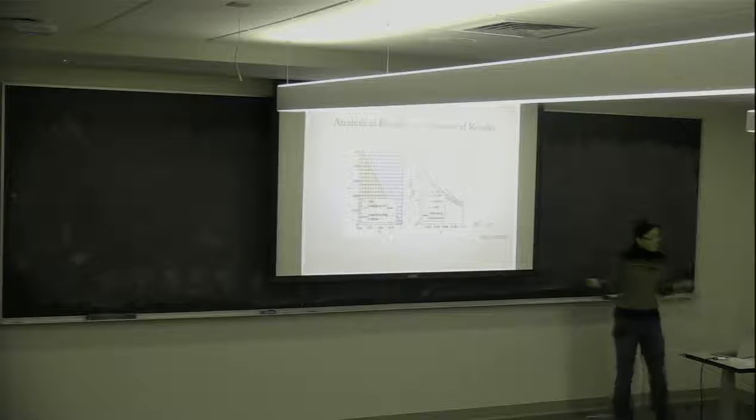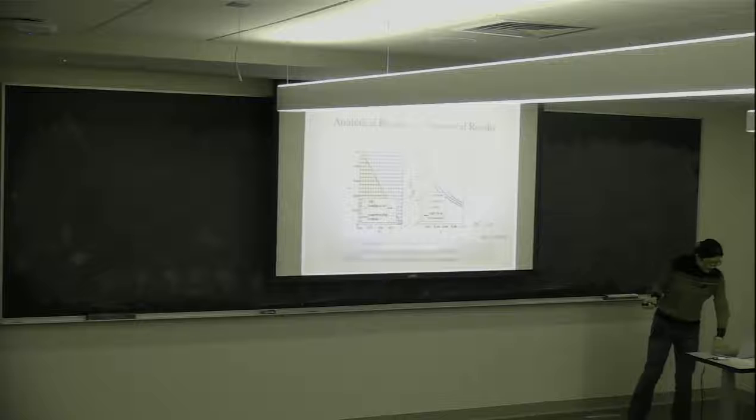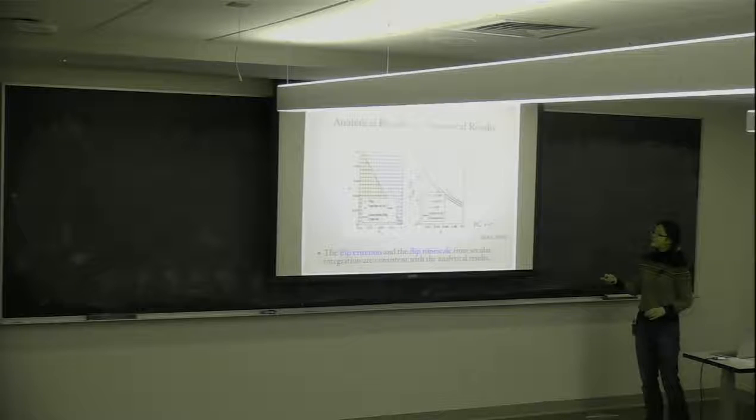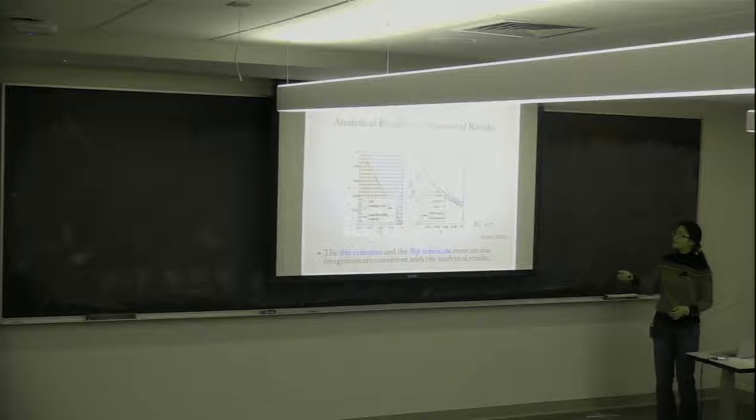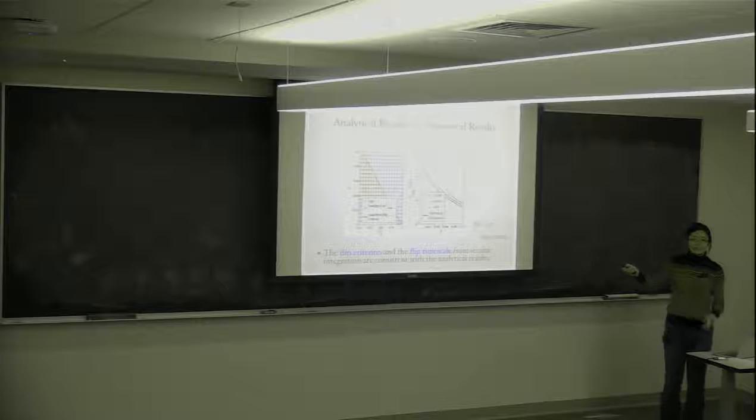So how does it compare with the numerical results? So you can see, starting with a mutual inclination of 5 degrees, it agrees very well with the numerical results, with the black lines being the analytical expression, and then the colored crosses or pluses are the numerical results for both the flip criterion and the flip time scale.